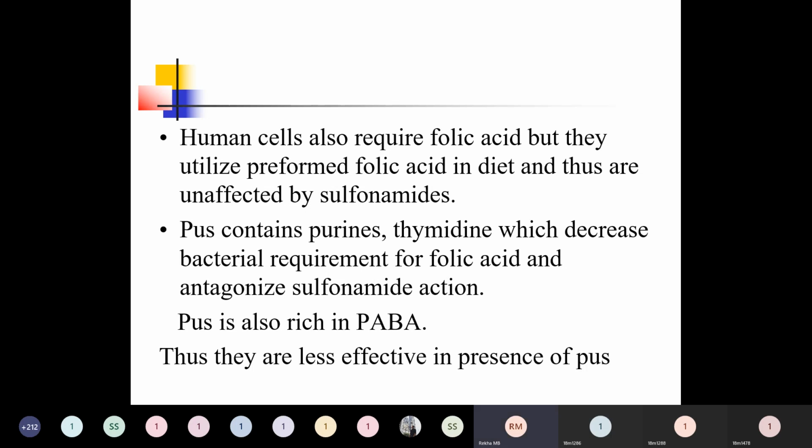Now, human cells are not affected by sulfonamides because even though human cells require folic acid, they take up the folic acid which is preformed in the diet. So as a result, sulfonamides will not affect the human cells. Now it is seen that in the presence of pus, sulfonamides are less effective. The reason being pus contains a lot of purines, thymidine, and it is rich in PABA, which antagonizes the action of sulfonamide. So sulfonamides are less effective in the presence of pus.